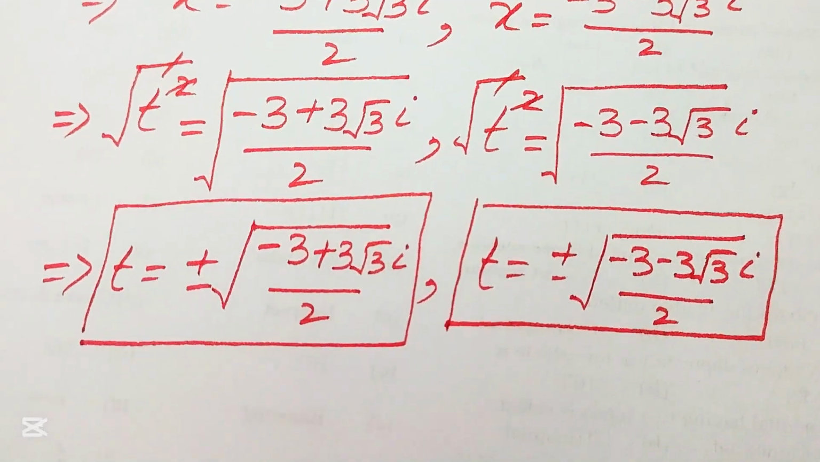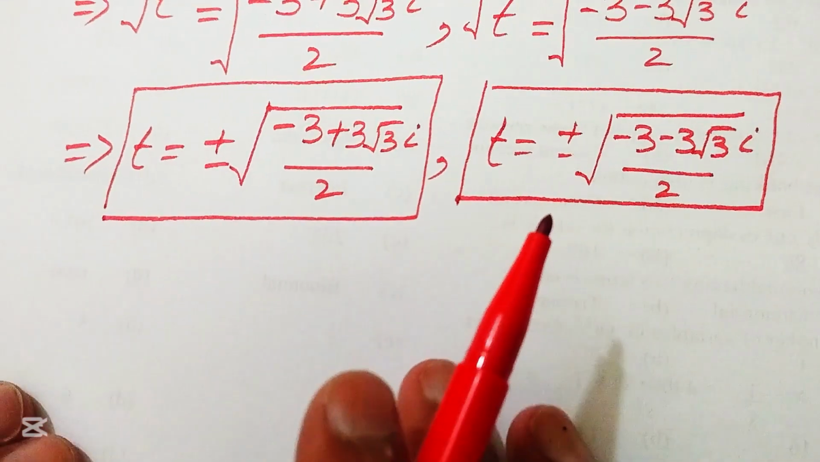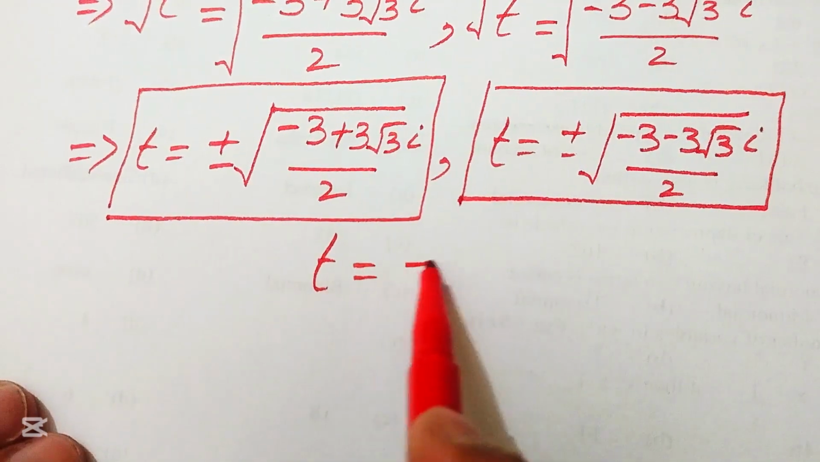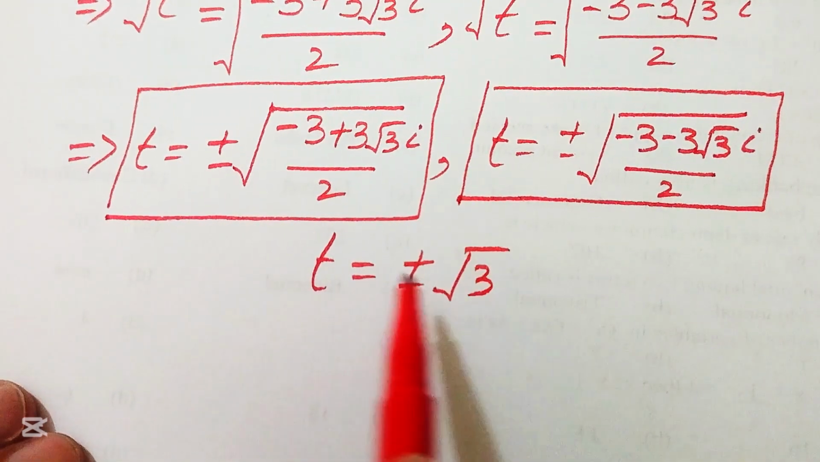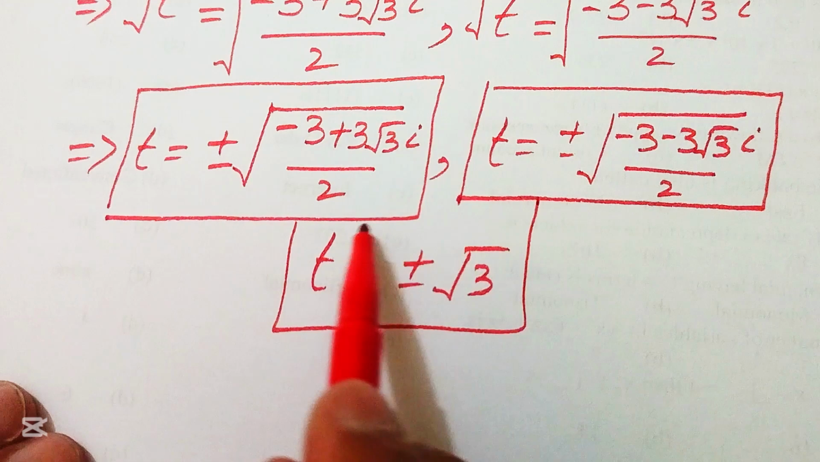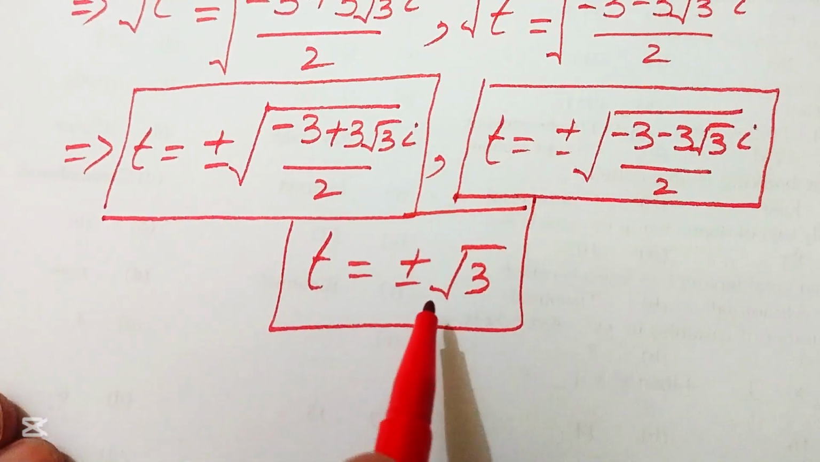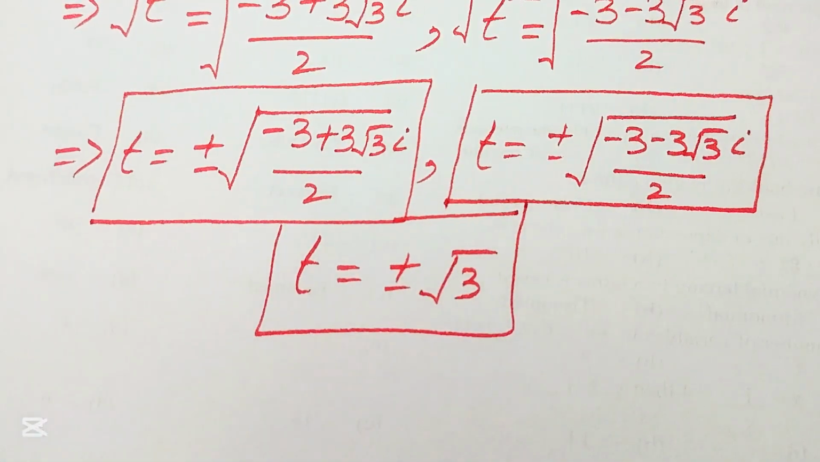These will become 4 roots, and in the above we got the other two real roots: t equals plus minus square root of 3. So these are the other two real roots. So these are the total 6 roots of the given equation, and this is the final answer.